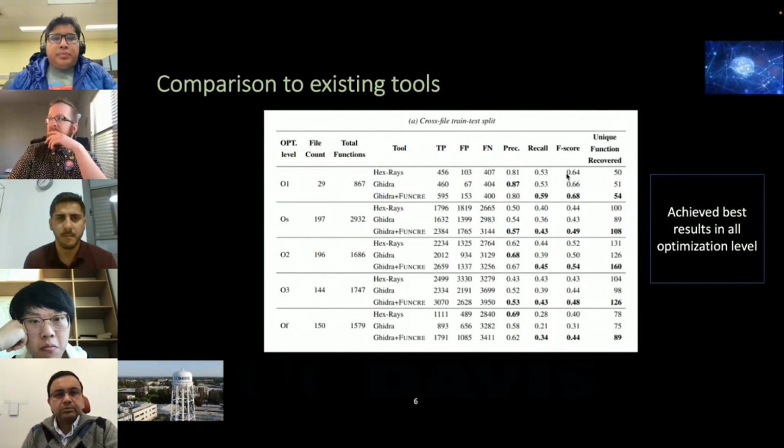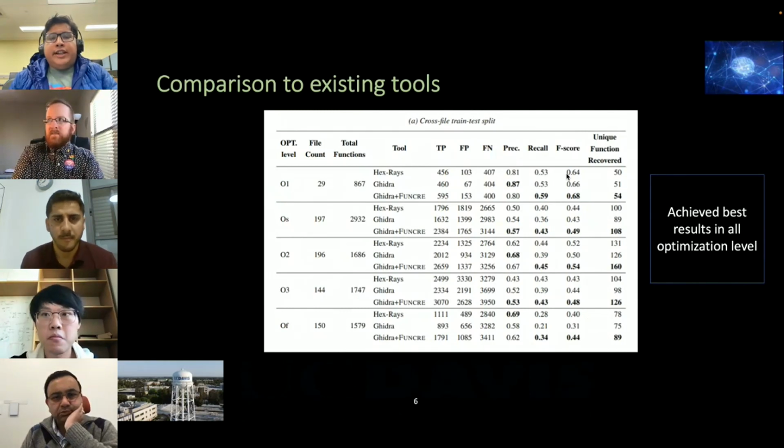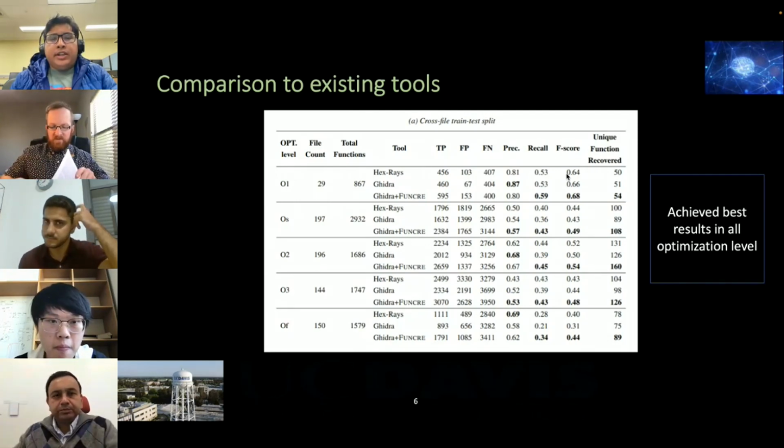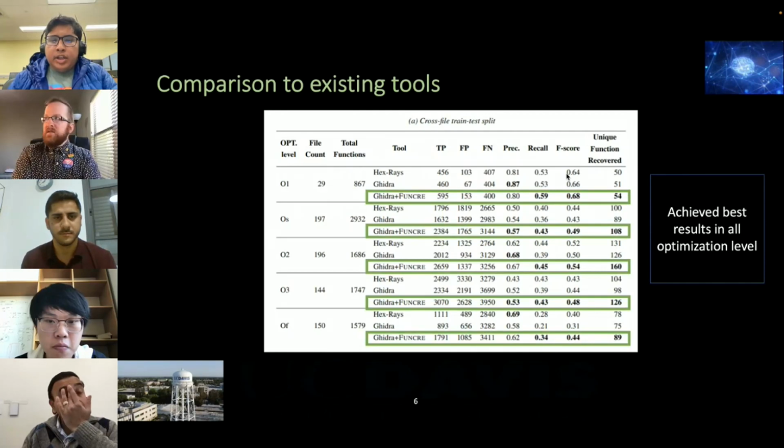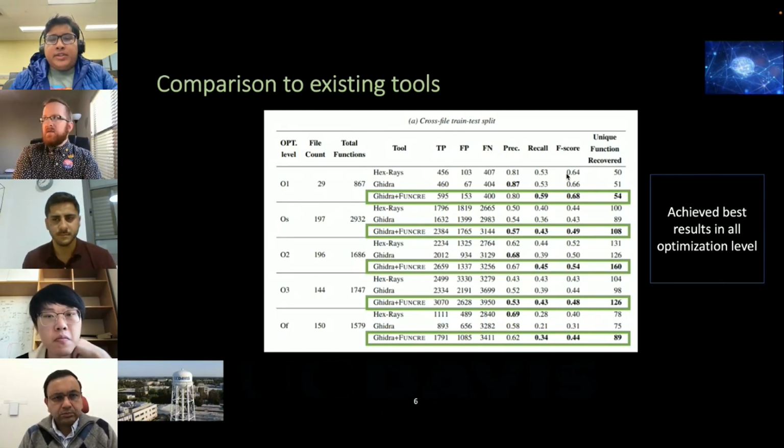So let me present the results here. This model is not directly comparable with Ghidra or Hex-Rays because we trained it to find the missing functions that were missed by Ghidra. So we combine the results of our model with Ghidra and then compare it with Ghidra itself and Hex-Rays. We found that for all optimization levels, this combination achieves the maximum F score for recovering library functions, and together these two tools also retrieve the maximum number of unique functions.